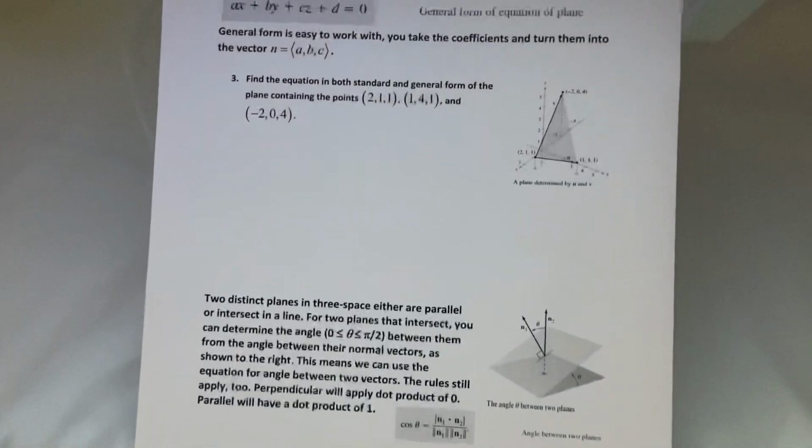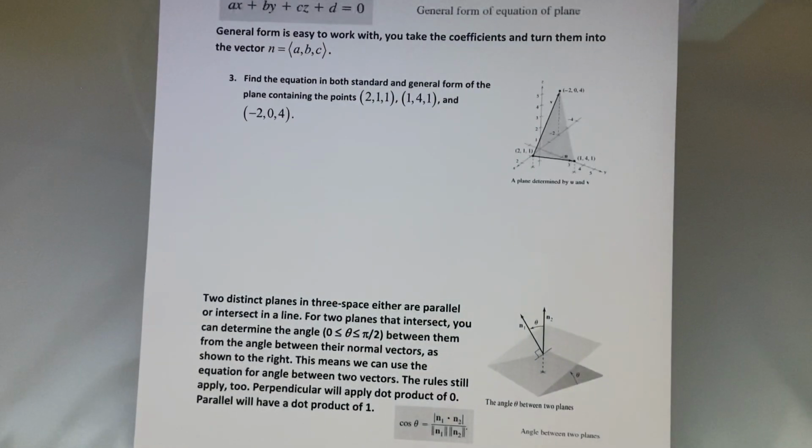Okay, so there's a standard form. You can count on a general form of the equation of the plane. It's ax plus by plus cz plus d equals 0. Because remember, x1, y1, and z1 were just constants. They could be expanded on and combined with the other constant. So general form is easy to work with. You take the coefficients, turn them into a vector.